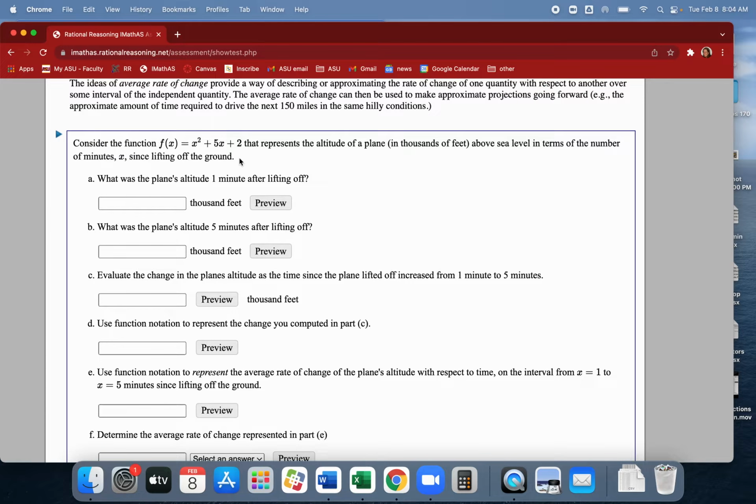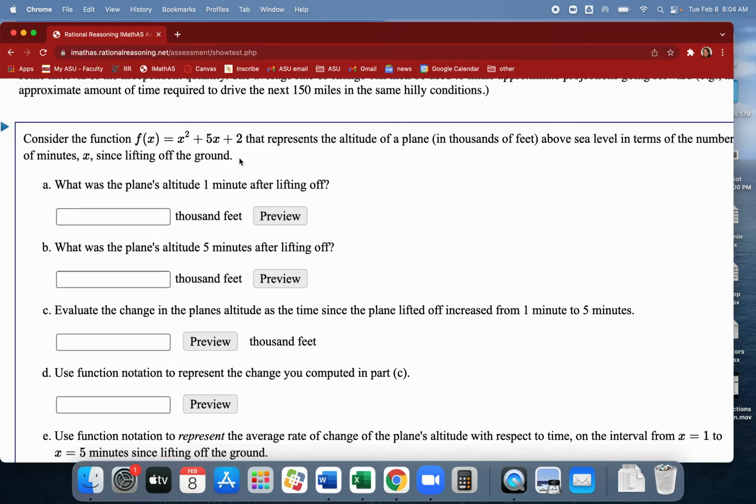So I'm just going to zoom in here so you can see this. This function f of x equals x squared plus 5x plus 2 gives us the altitude of a plane measured in thousands of feet in terms of the number of minutes since it's been off the ground. So weirdly, at time 0, this is 2, so 2,000 feet off the ground to start. So this plane is launching from someplace. I guess it's feet above sea level, so it's in a mountainous area.